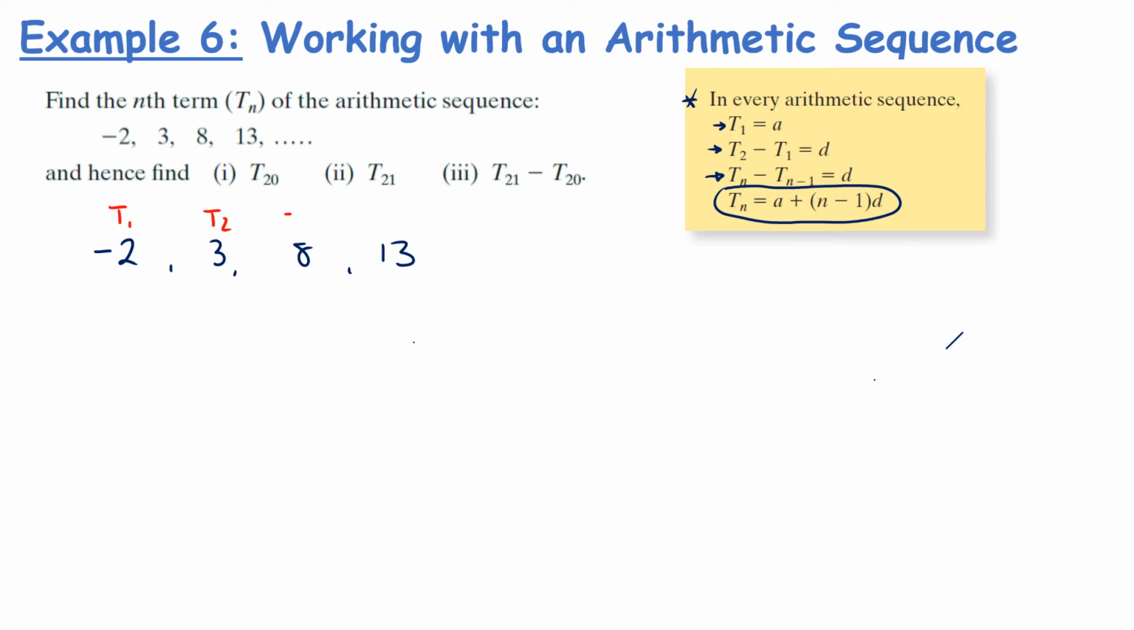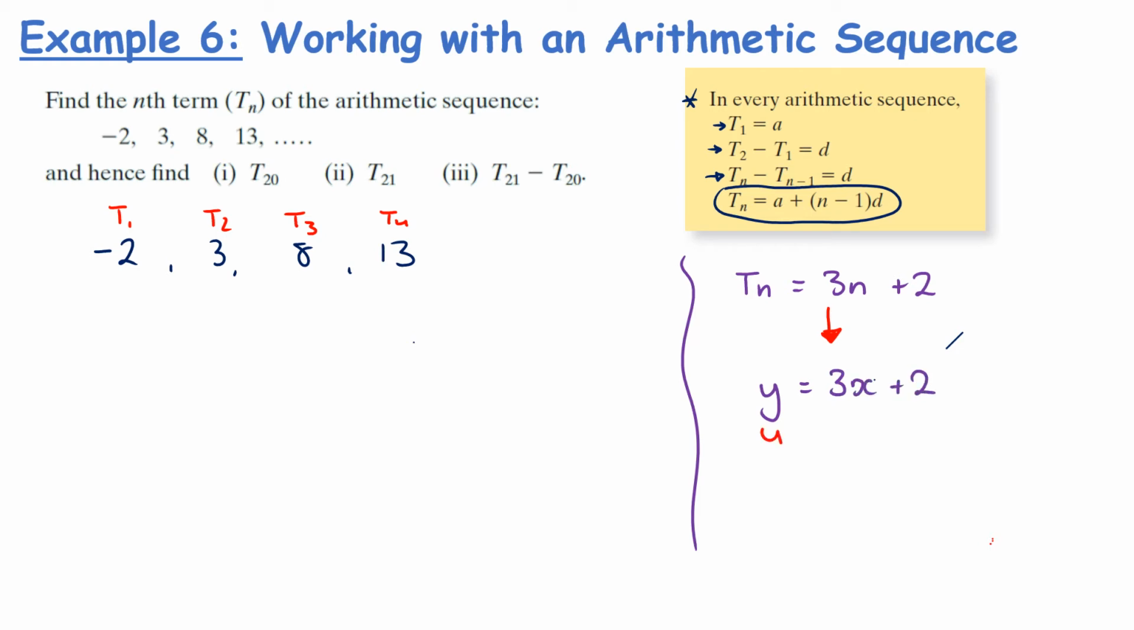And this shortcut really has got to do with the idea of a linear pattern being very closely related to a line and y equals mx plus c. So I'm going to give you a little example here. Tn is equal to 3n plus 2. So that is the general term formula. If we wanted to display this pattern on a graph, we could draw it and end up with something that could also be described using y equals 3x plus 2.